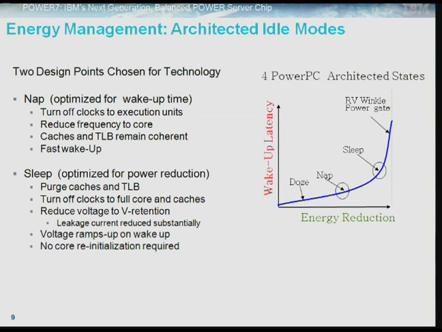For optimal power reduction at the expense of some wake-up latency, Power 7 implemented a sleep function. Sleep provides almost all the power reduction of power gating, but eliminates the wake-up penalty of reinitializing the configuration registers. In sleep, we purge the caches, then turn off all the clocks. This allows us to drop the voltage below Vmin, or the minimum operating voltage, to a voltage we call V retention. At V retention, the 45 nanometer CMOS chip has almost no leakage current, but still retains state when we ramp the voltage back up and turn on the clocks.